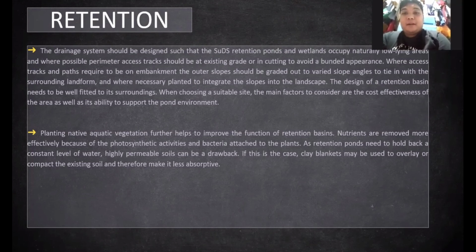Second, planting native aquatic vegetation further helps to improve the function of retention basins. Nutrients are removed more effectively because of the photosynthetic activities and bacteria attached to the plants. As retention ponds need to hold back a constant level of water, highly permeable soils can be a drawback. If this is the case, clay blankets may be used to overlay or compact the existing soil and therefore make it less absorptive.